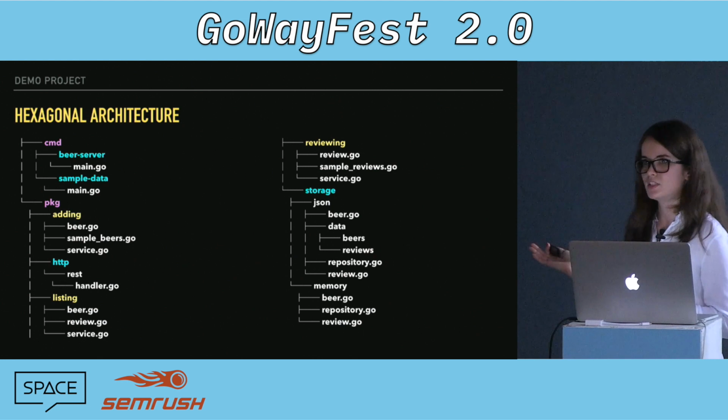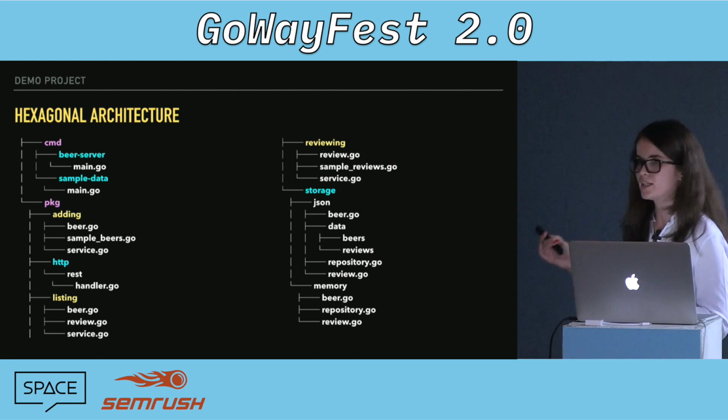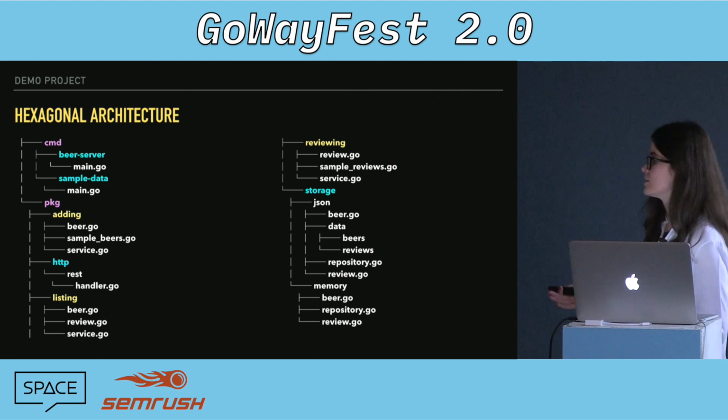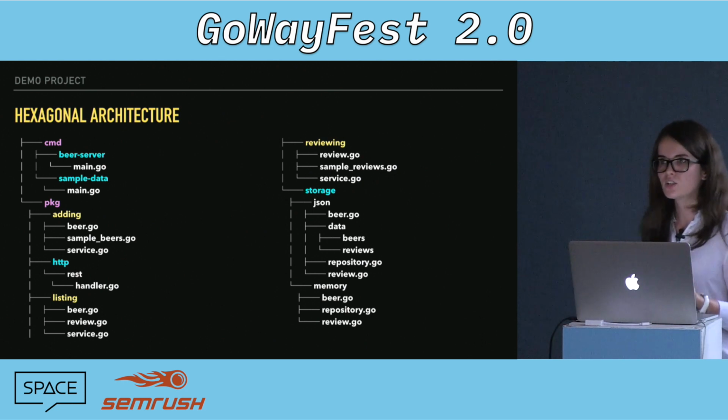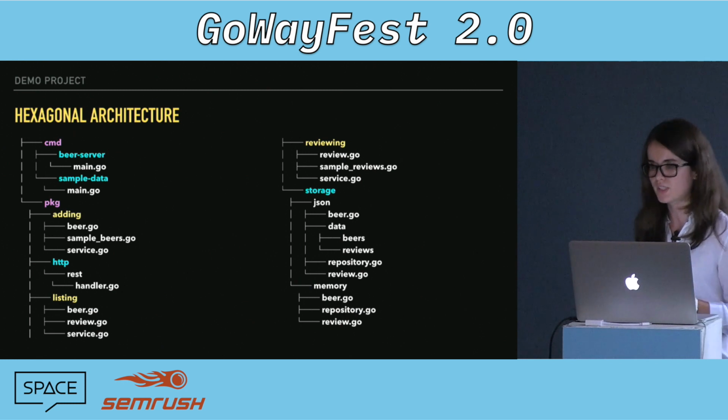Looking at the package names and the file names, it tells you what the app does. You've got adding, listing, reviewing, you've got beer. So you get a good idea just from looking at the structure of what this app actually does. So the code is a bit more self-guiding.